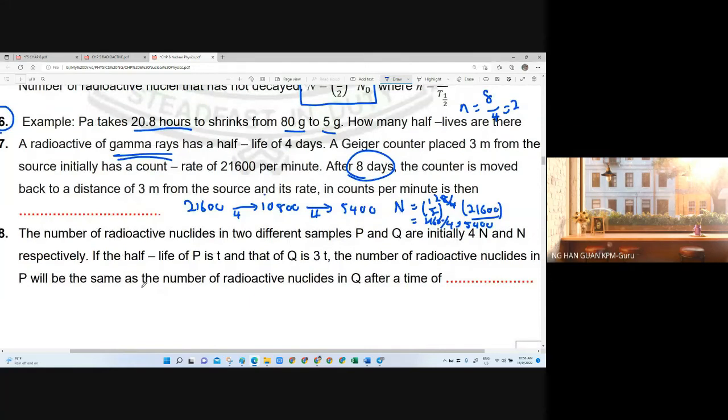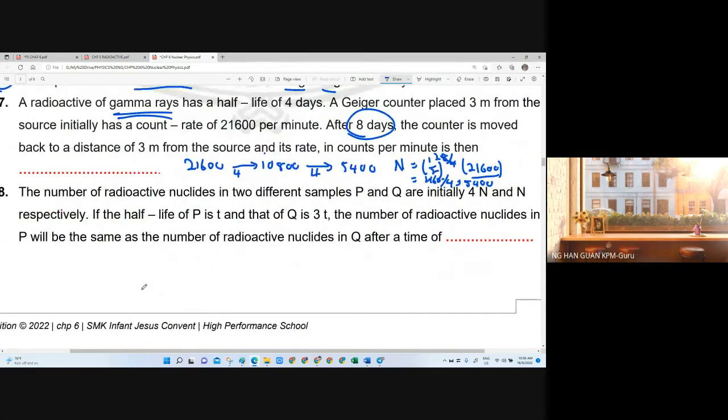So number 8 here, a little bit complicated. The number of radioactive nuclei in two different samples, P and Q, is initially 4N and N. So sample P initially has 4N, we just consider it as the initial mass, and sample Q initially has mass N.